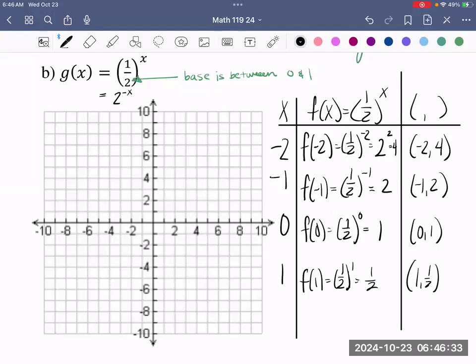So let's go ahead and plot these points. We have negative 2, 4. We have 1, 2, that one, and right here. So connect your dots, and going up. Again, drawing your horizontal asymptote. This is at y is equal to 0.